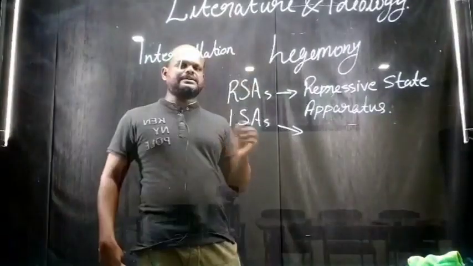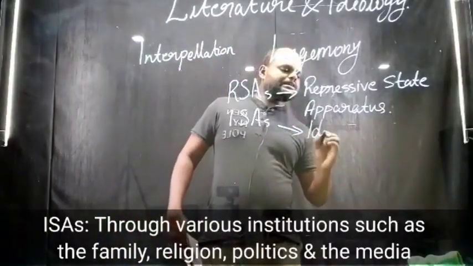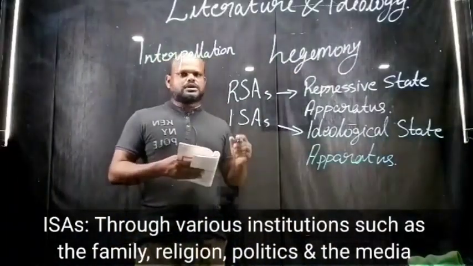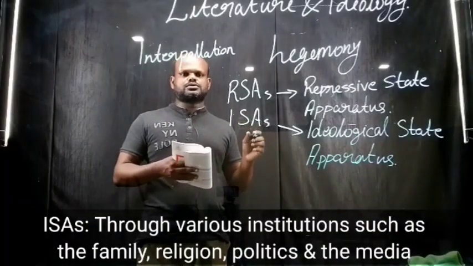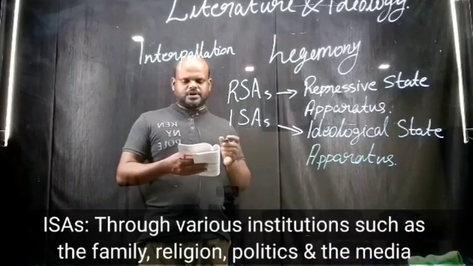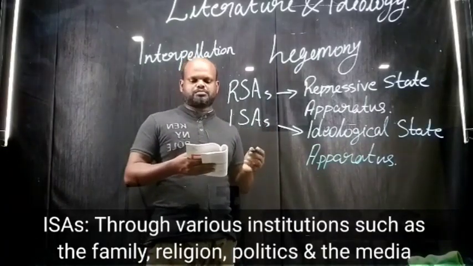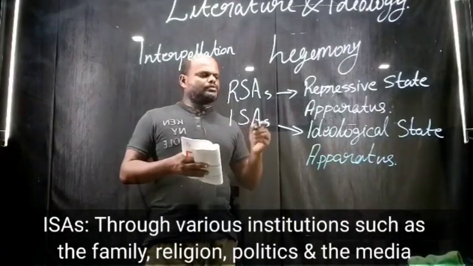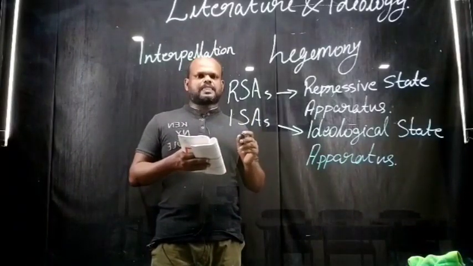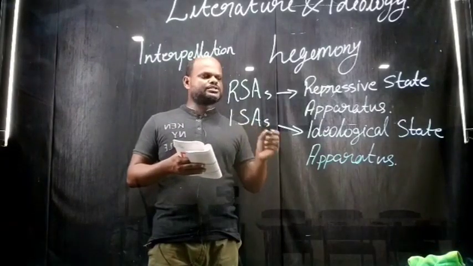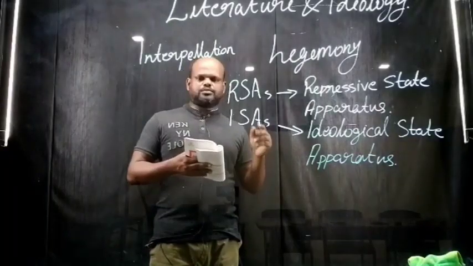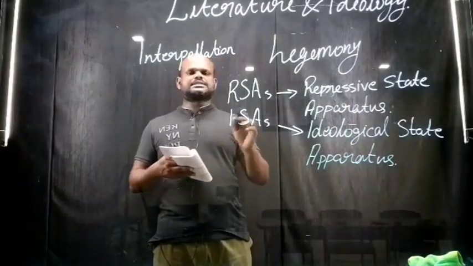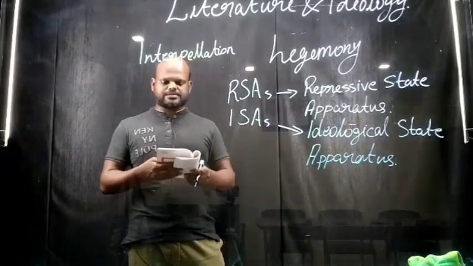Repressive state apparatus. ISAs refers to ideological state apparatus. Ideological state apparatus refers to the kind of social institutions like schools or family, religion, politics and the media, which he calls ideological state apparatus or ISAs. How the prevailing power structures are being enforced by our prevailing social institutions like schools, our media, literature, politics, family, etc. All these things collectively form ISAs or ideological state apparatus.